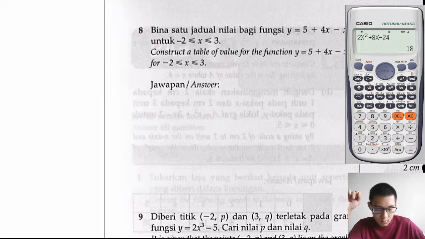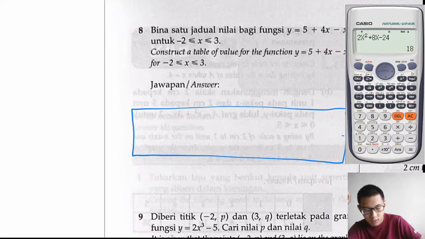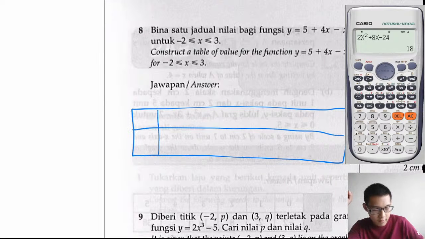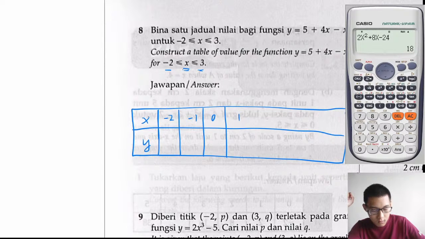Okay, so we construct a table. In a table construction, we have x and y. So let's see what's the value of x. It's between -2 until 3, so include -2. So 0, 1, 2, 3, done. This one I will not write already, so I will erase.